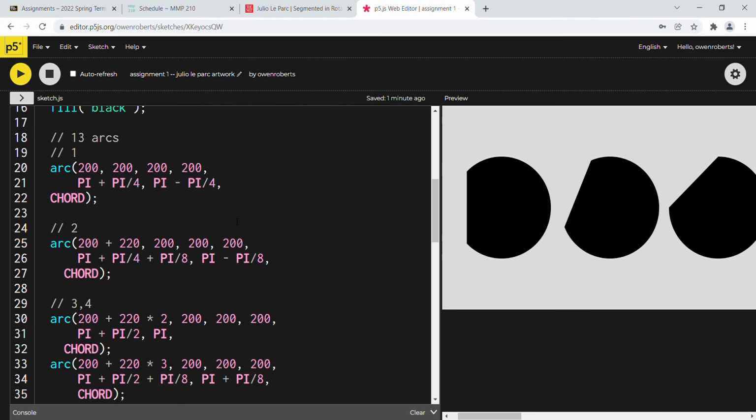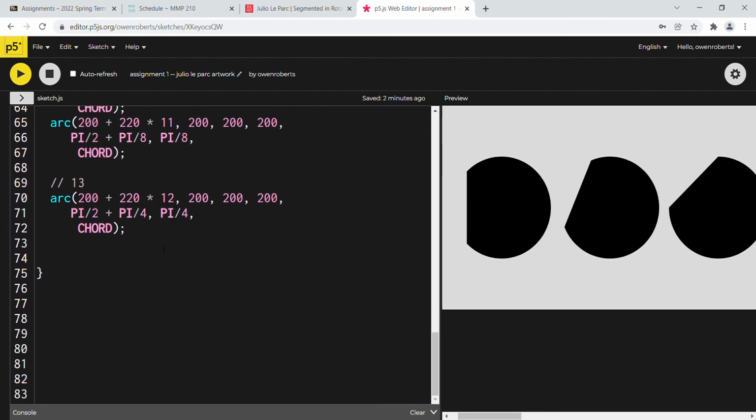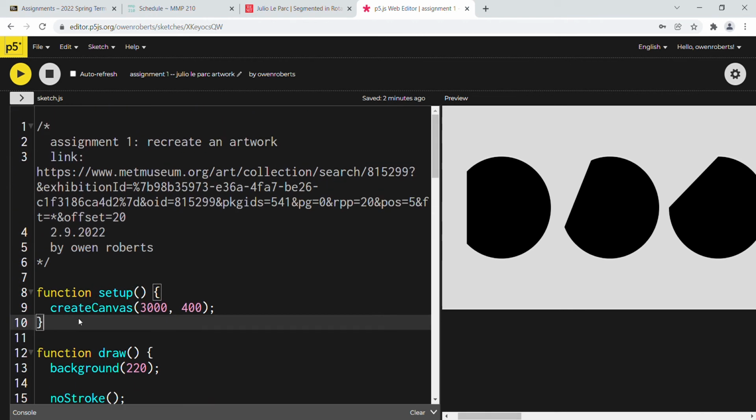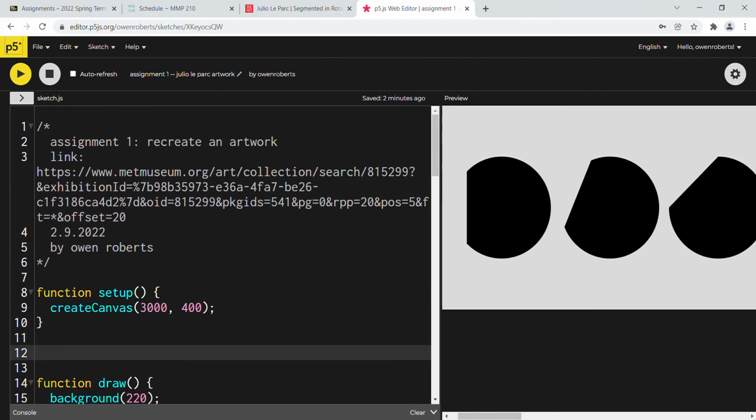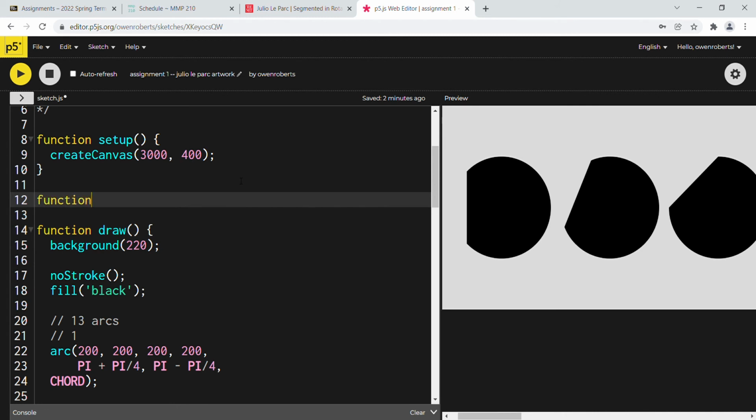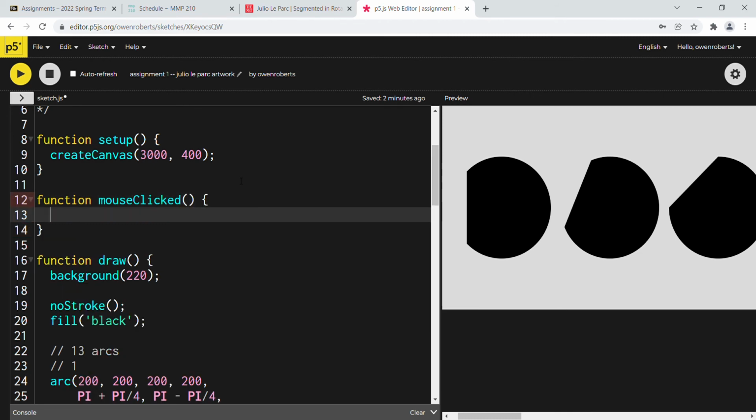My draw function is really long now, so I'm going to put it up here before the draw function, but it doesn't really matter what order you put functions in. It matters what order you put the code inside the function in, but it doesn't actually matter what order our functions are in. So I'm going to put a function called mouse clicked, and I'll share this code with you guys to add into your own project.